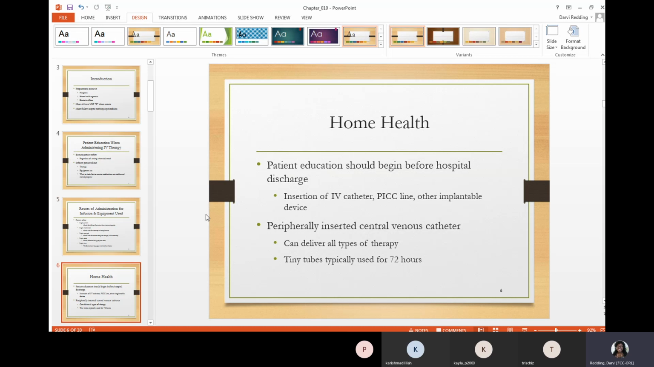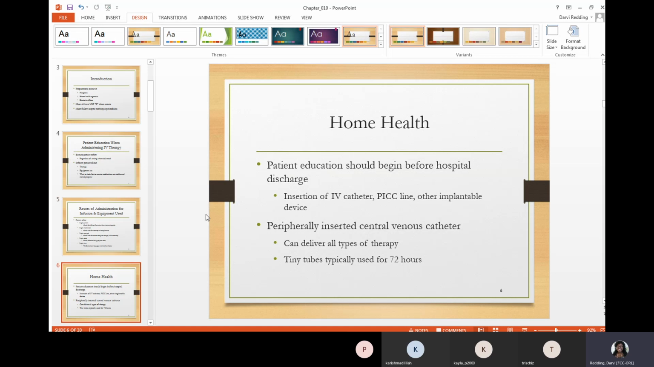So now that we've gone over some of the patient rights when it comes to patient safety, we're next going to talk about home health. Patient education should begin before a hospital discharge, and it's usually the nurses or even the doctors that give the patient education. Some of the things that might be provided to the patient if they're supposed to have home health services would be an insertion of an IV catheter. They might have a PICC line or other implantable devices.